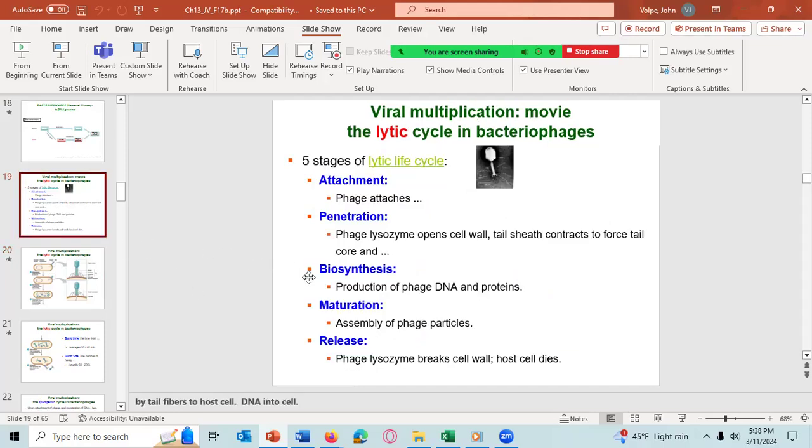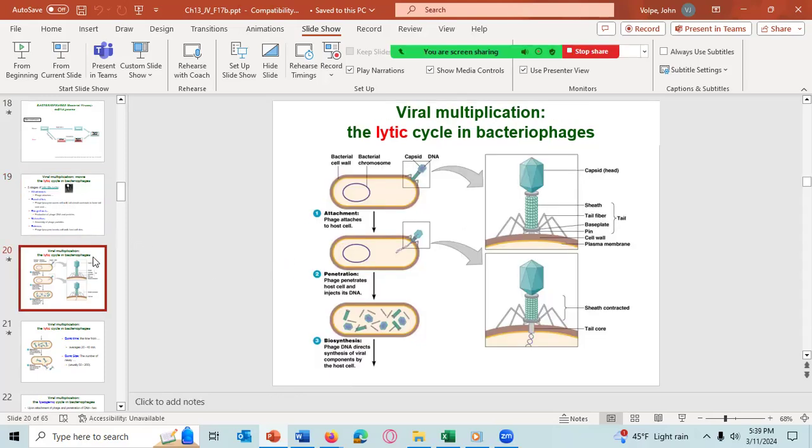Then there's biosynthesis, where the virus takes control of the host cell, uses the host cell to replicate the virus, both the genome of the virus and the viral proteins. And that's actually a little complex. It's not shown here. I don't remember if it was shown in the movie or not, because I went to get a drink of water, so I didn't watch the movie.